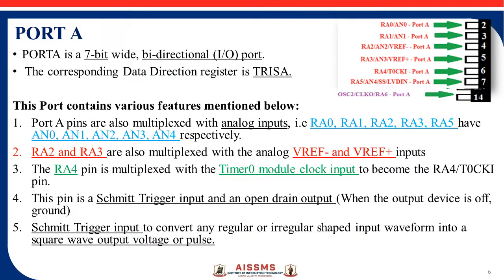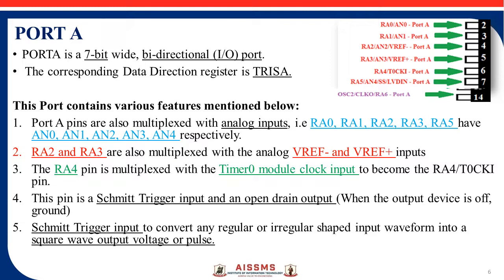Now, let's start with port A. So see here in this pin diagram, port A has 7-bit pins, which means there are total 7 pins. And every pin works as bidirectional, okay? Which means they work as an input as well as output. So this TRISA, that is the data direction register, is there. This register decides whether the pin works as an input pin or output pin. So let's start with the first.